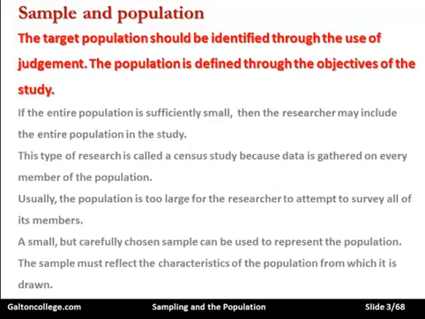So the target population should be identified through the use of judgment. The first point to note here is that the target population must be identified. What is it the researcher is interested in? Is it a particular set of customers or people living in a particular area? Is it based on gender, on age, on some sort of demographic? What is it the researcher is interested in? And once that has been determined, the population can then be identified.